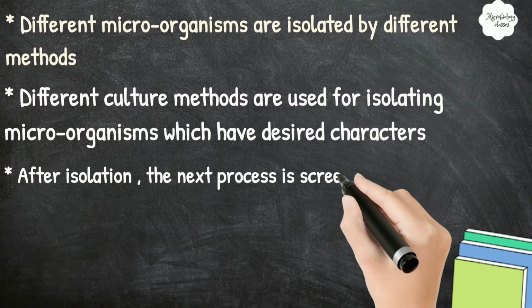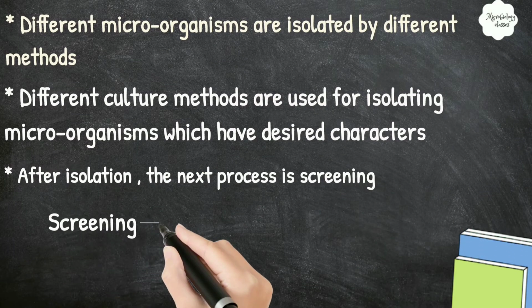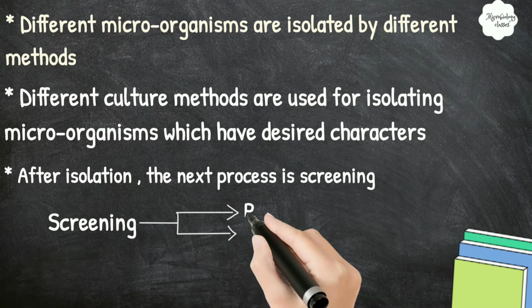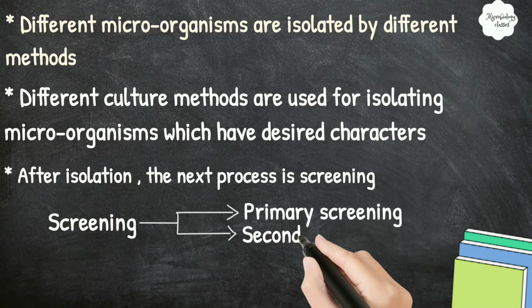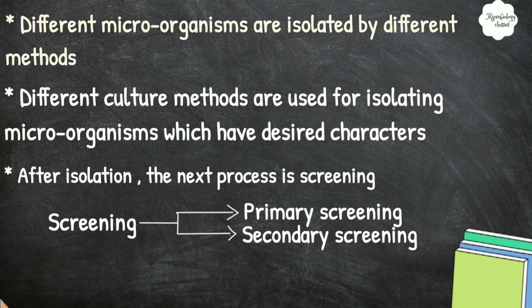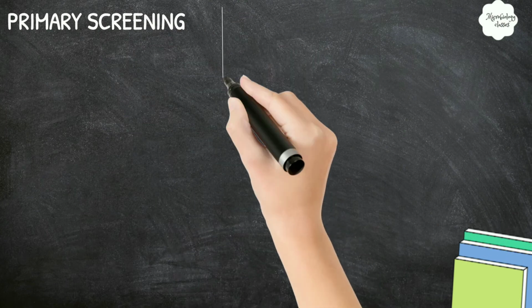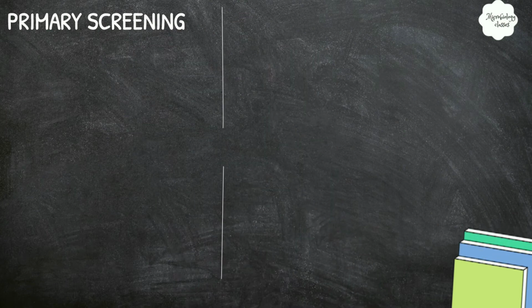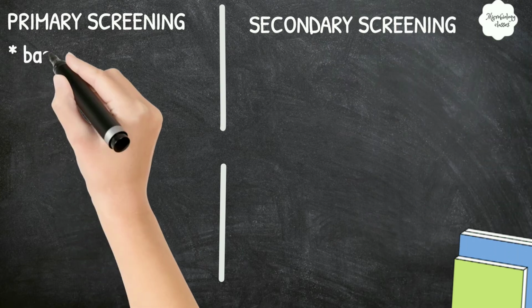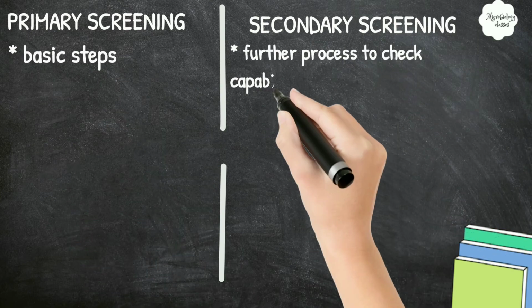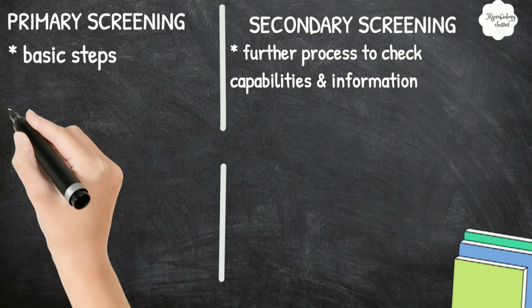After this isolation process, the next step is the screening. This is also called as selection process. This screening includes two stages, that are primary screening and secondary screening. Let us look into the two stages. Primary screening has basic steps for the selection of microorganisms, whereas secondary screening has further processes after primary screening to check capabilities and for gaining information about these microorganisms.